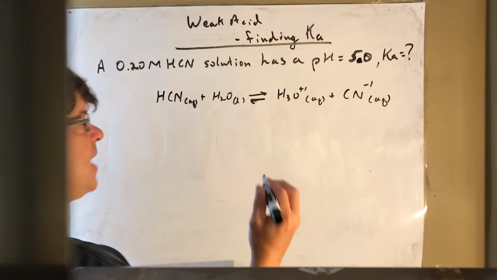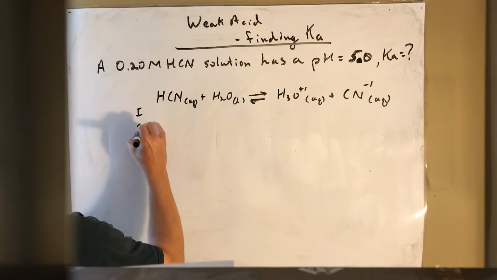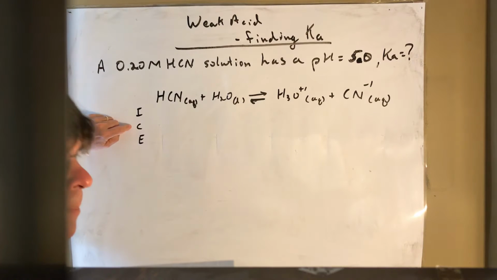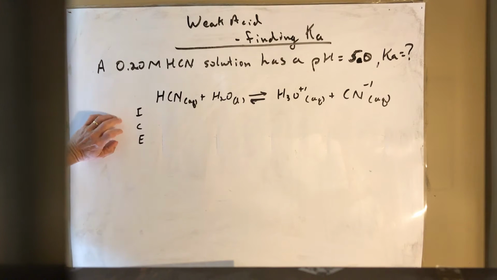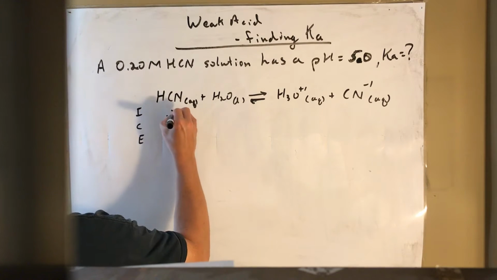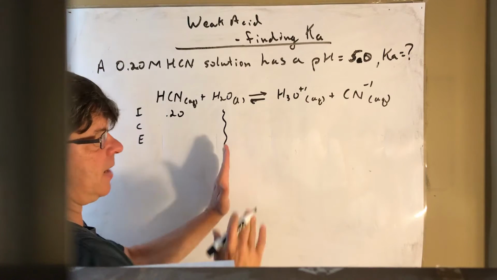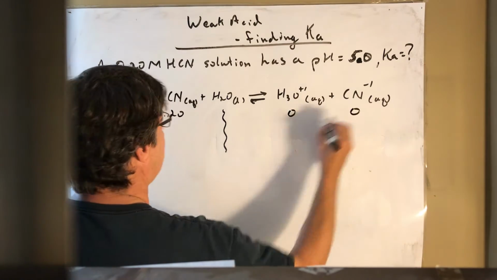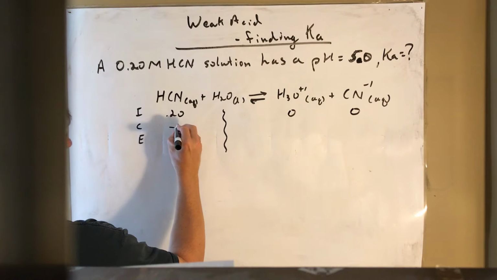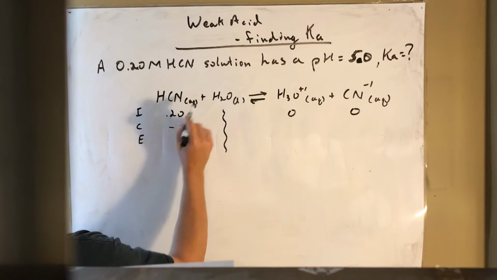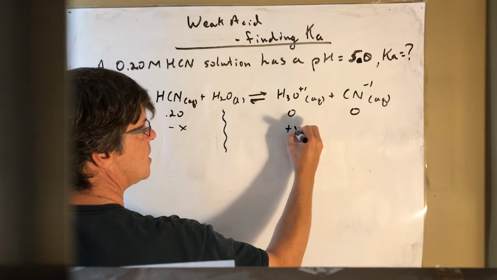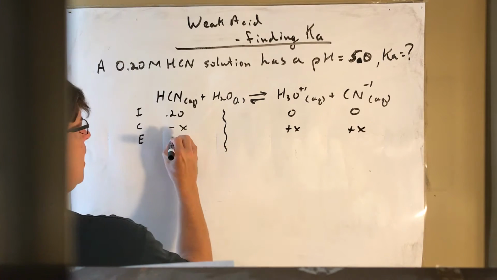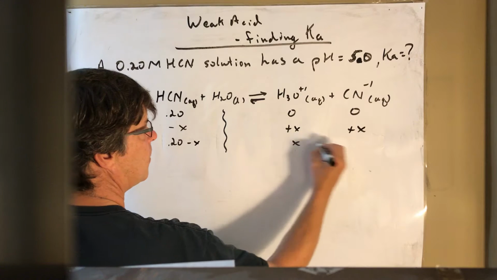Okay, let's use the ICE table. Initial, change, equilibrium. Let's see. Do we have to do this in this situation? Yeah. So let's say this is 0.20. We don't care about the water because it's not in the expression. We don't have any of this. We don't have any of this. The change is going to be minus x. Some of this is going to dissociate. Plus x, and that equilibrium will have this, okay?